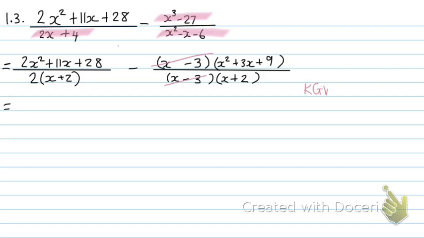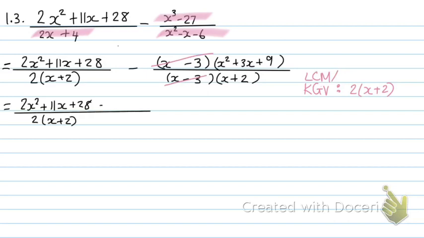So then I find the LCM. The LCM will be 2 and in brackets x plus 2. I write the LCM once at the bottom, and on top I just have to multiply with the right thing to get the correct denominator. So for the first term I didn't have to multiply with anything, and for the second term I have to multiply with 2, because what I have to do with x plus 2 to get to the right LCM is multiply by 2. So I'm going to multiply by 2 at the top. So it's going to be 2 and in brackets x squared plus 3x plus 9.